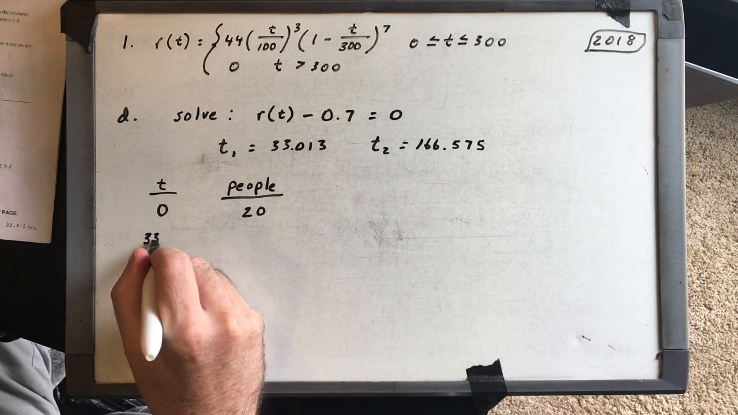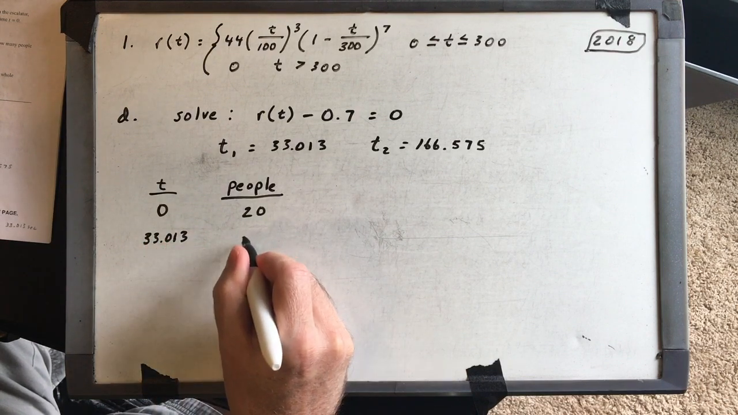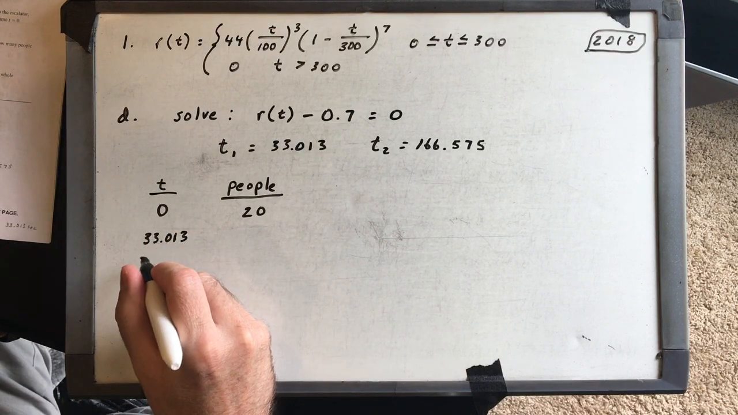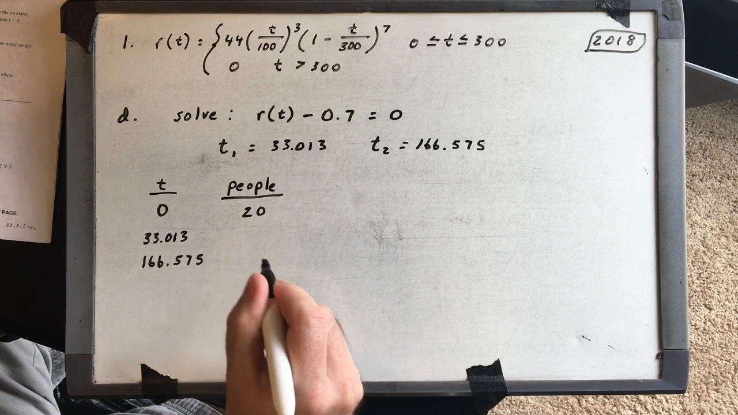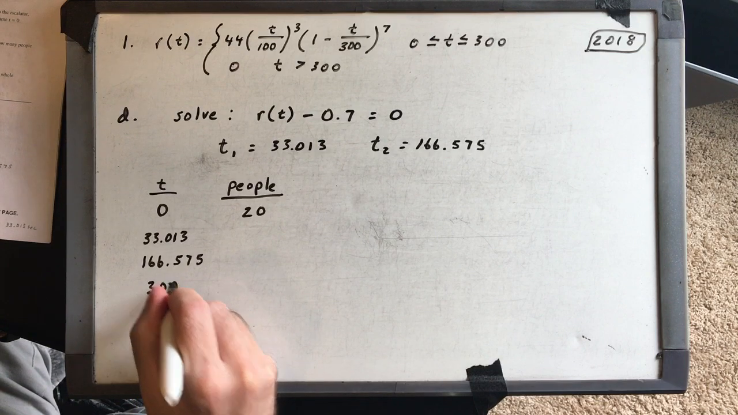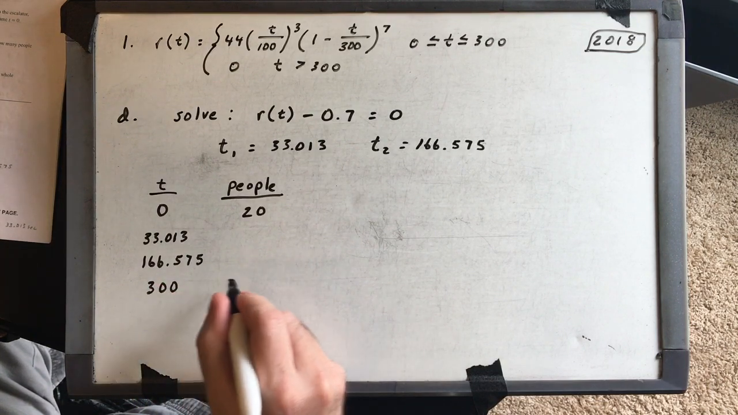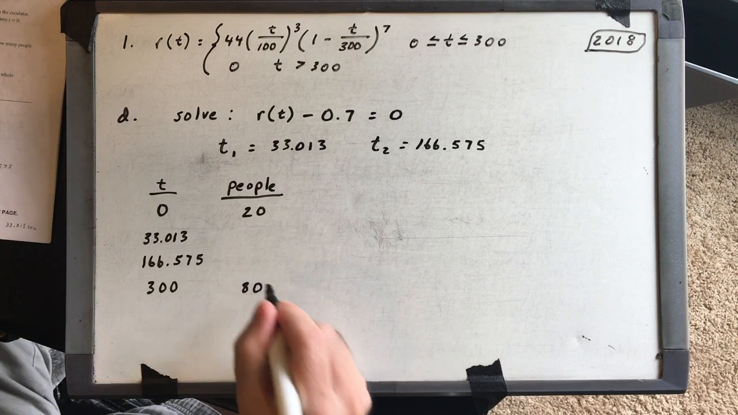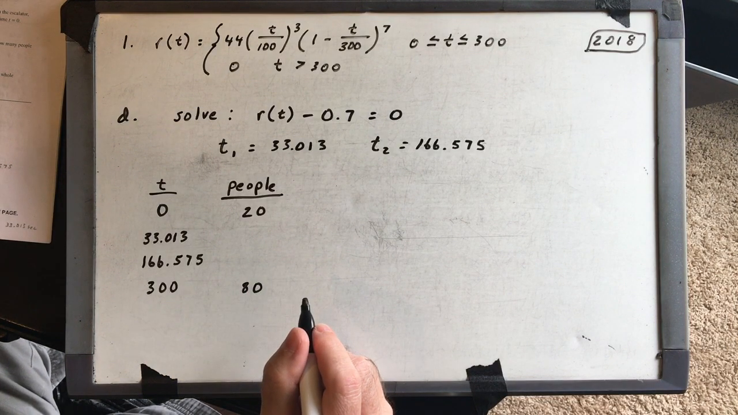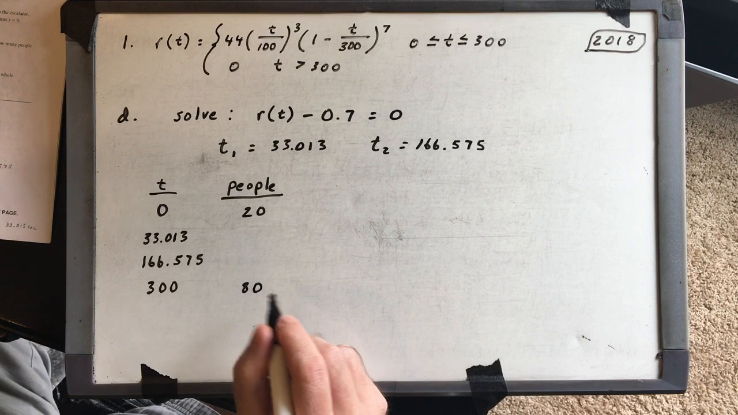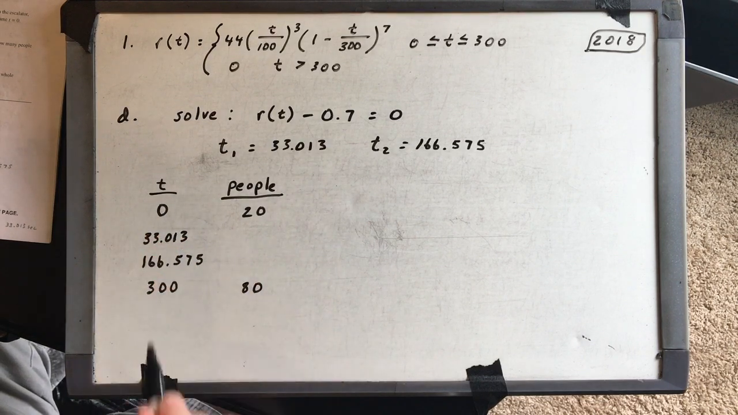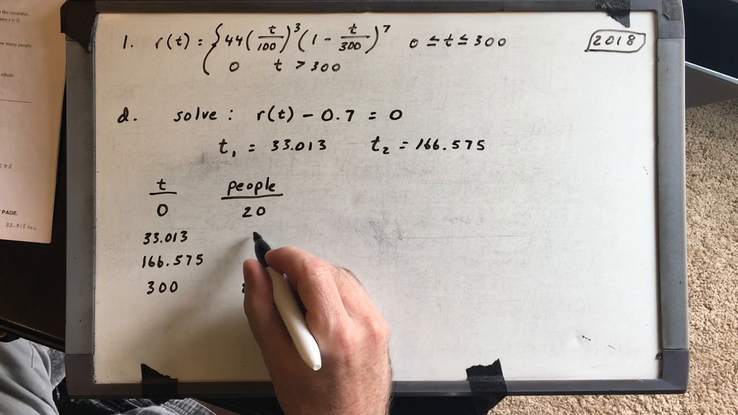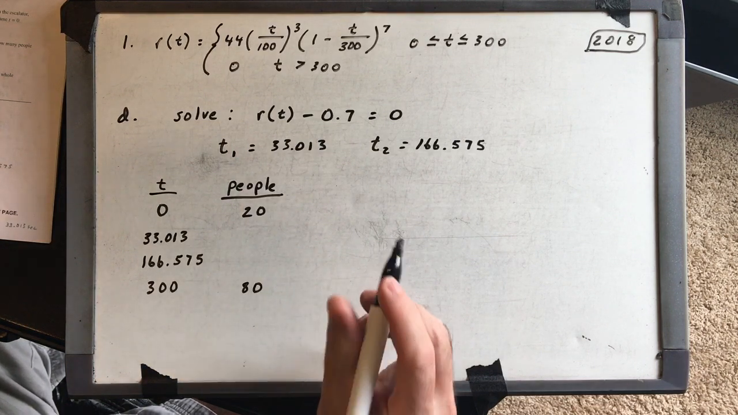At t equals 33.013, we don't know. We're going to figure that out. At 166.575, we don't know. We're going to figure that out. And then at 300, we know from the previous problem, part B, that there was 80. So we know that's not going to be it. It's either going to be 0 or these two numbers. So how do we figure out how many people were in line at 33.013 seconds?